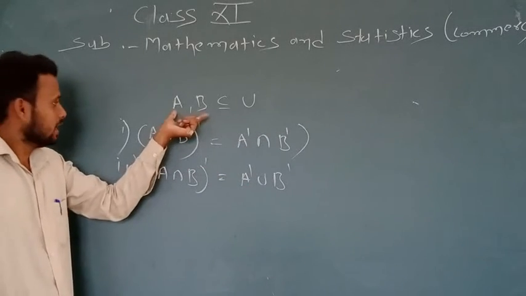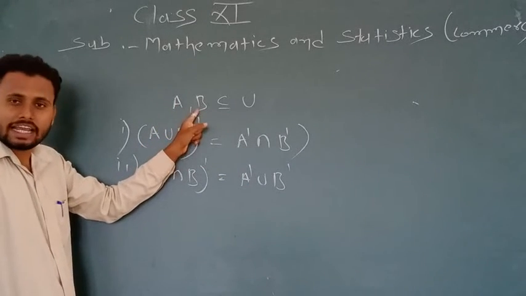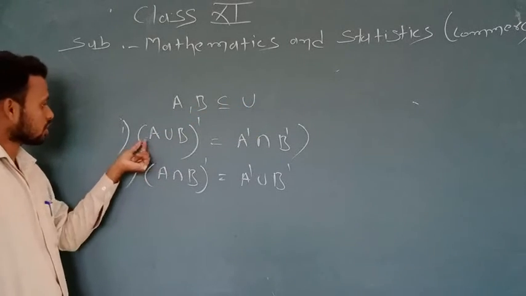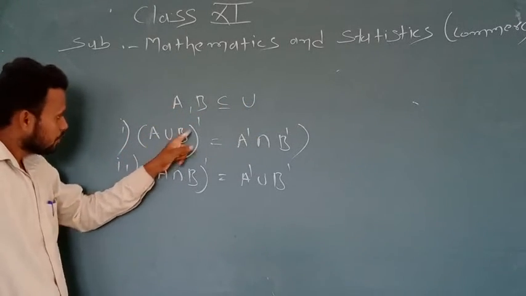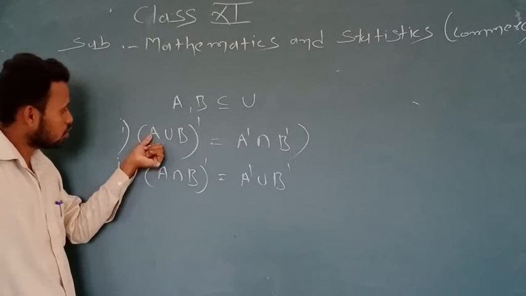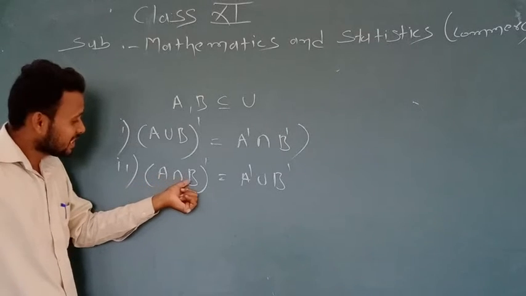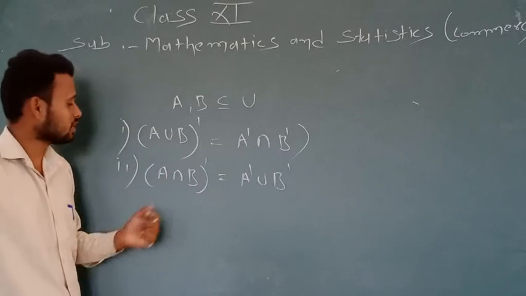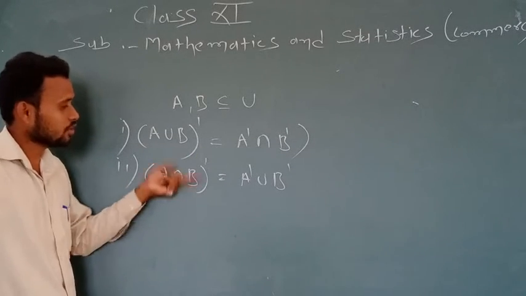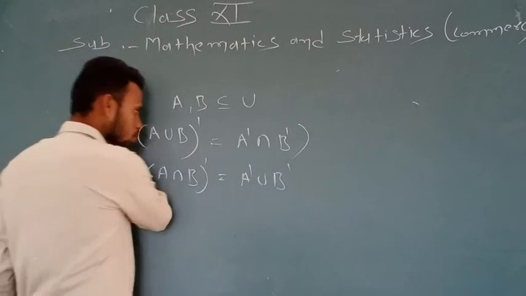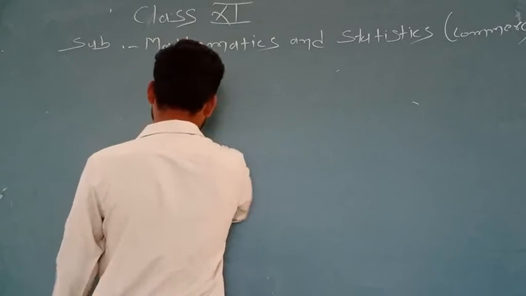De Morgan's law काय म्हणतो, suppose A and B are any two subsets of a universal set U, then De Morgan's law states that (A union B) complement is equal to A complement intersection B complement, and the second one is (A intersection B) complement, which is equal to A complement union B complement. That you call De Morgan's law of two sets.